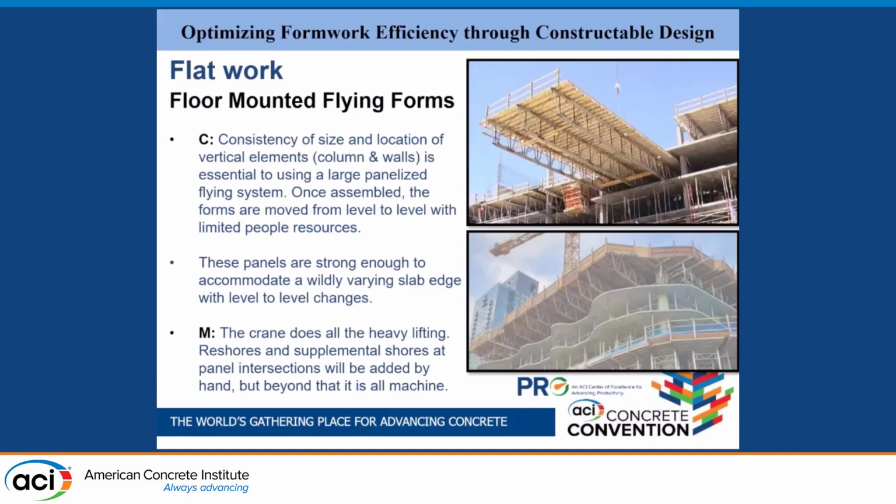These panels are strong enough to accommodate wildly varying slab edges from level to level. You can see this project down below, this one in Seattle. I think half the buildings in Seattle now have this profile where the slab goes in and out, which is great. If you can use a solution like this, those panels can accommodate that. They can move, and that slab can go wherever it wants. The second you move the vertical in order to do something different, that's when you get into trouble.